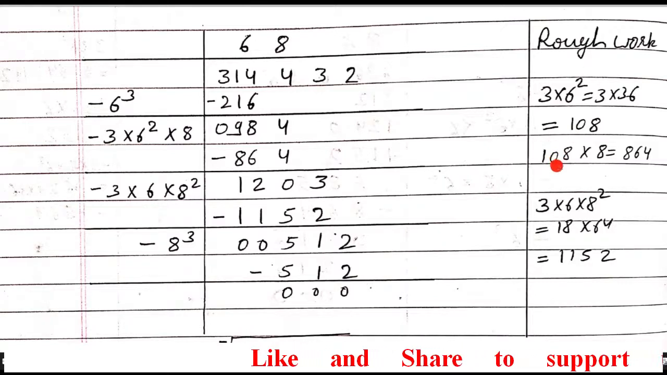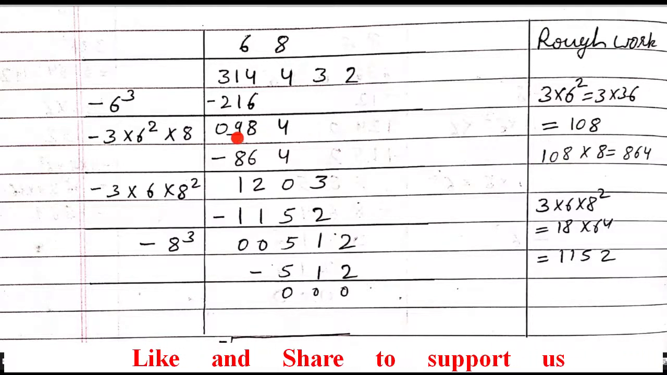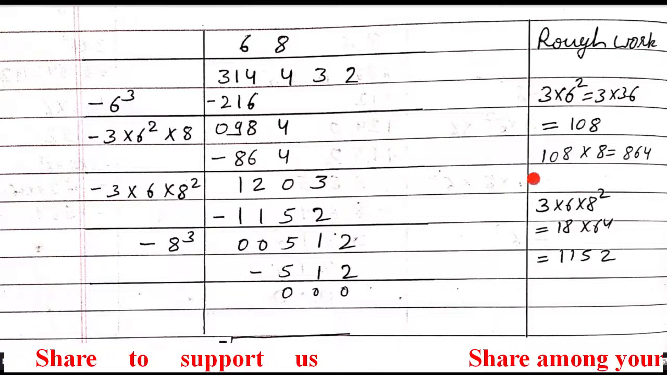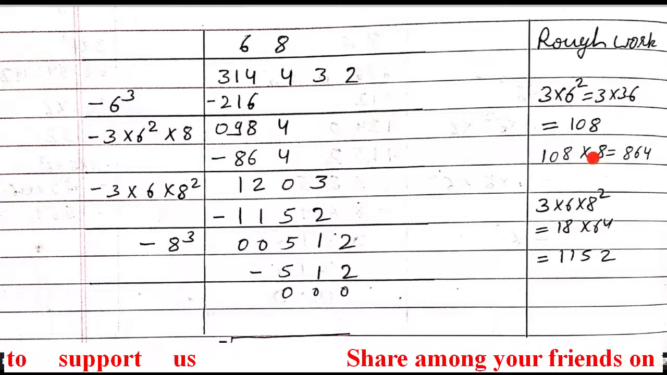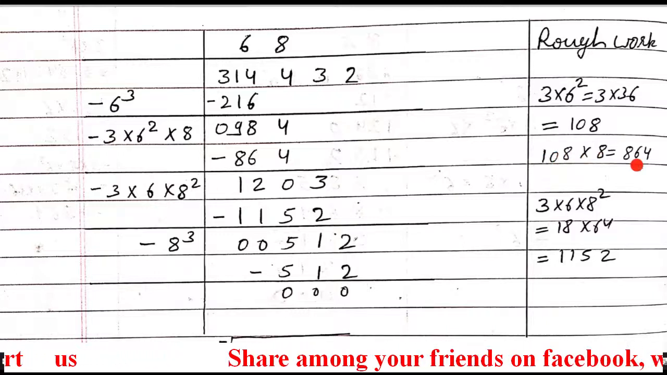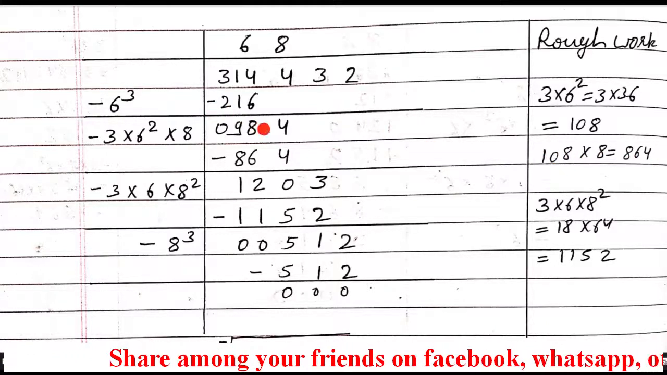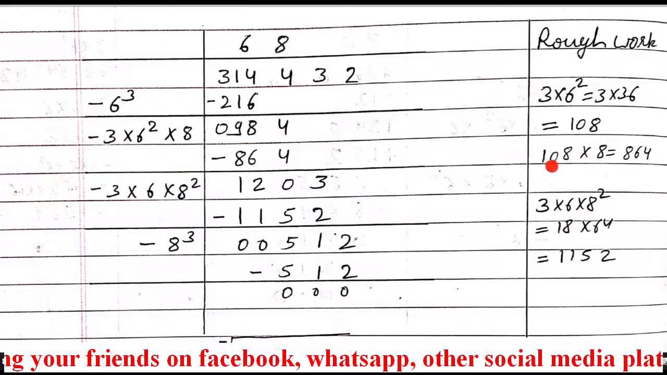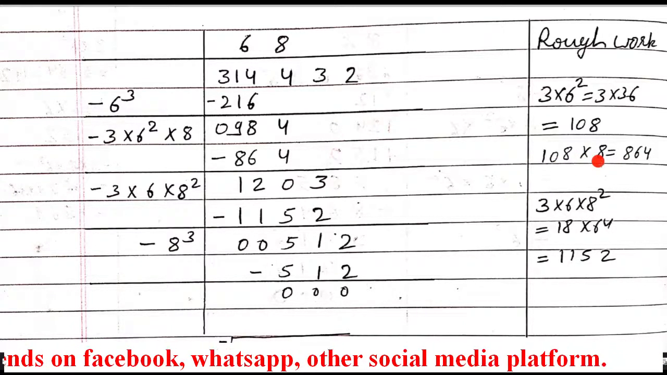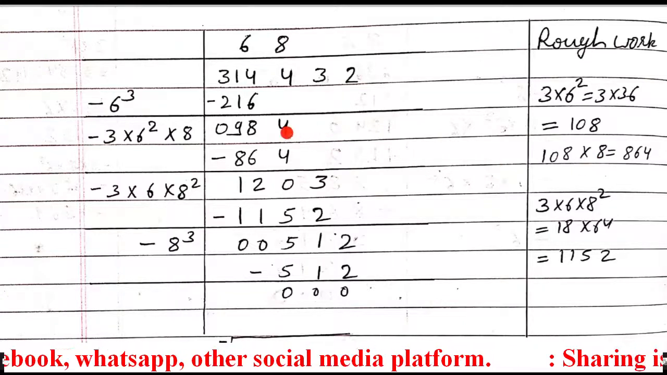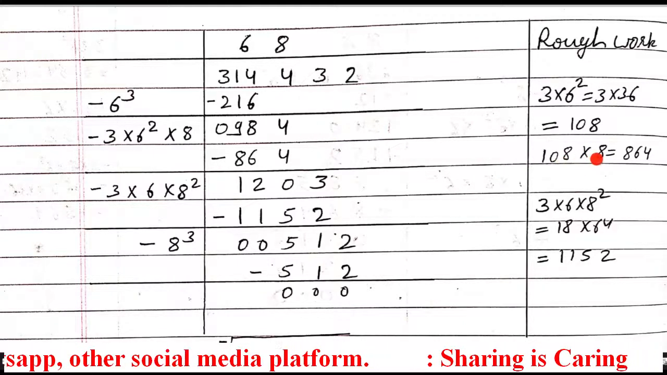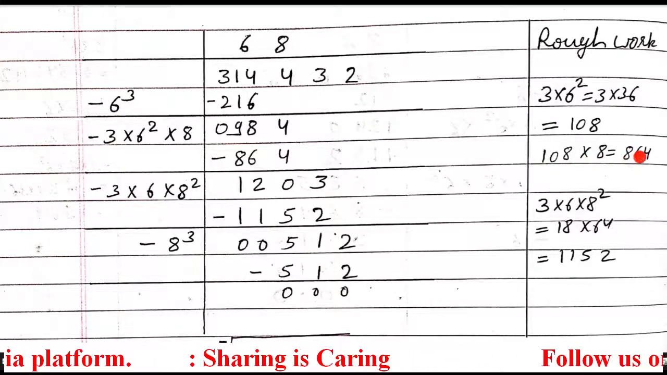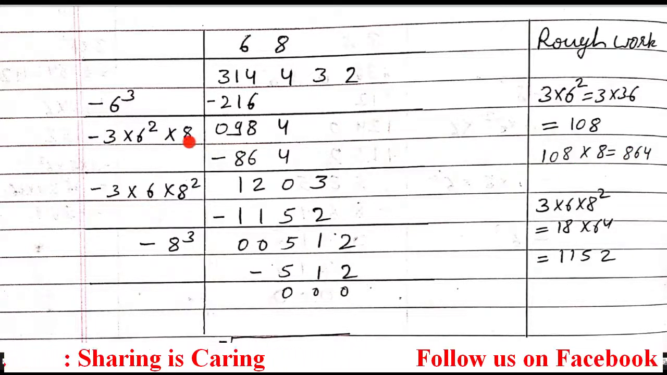Now we have to think of a number, because here we have 984. Keeping 984 in mind, we have to think of a number which, multiplied with 108, will give either 984 or just less than 984. So students, I selected 8, because if you multiply by 9 here, it is going to be more than 984. So 8 is the answer which we selected. When we multiply by 8, you will get 864 here. So the number which we selected is 8.